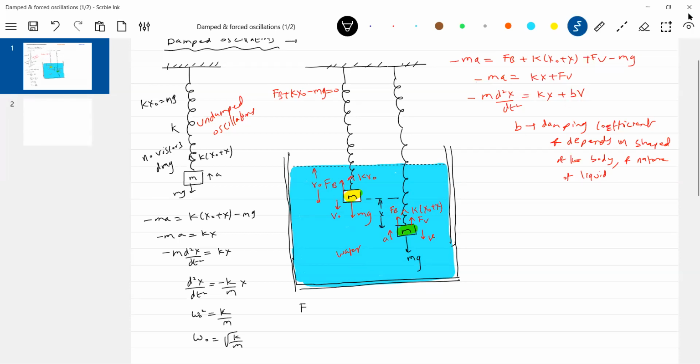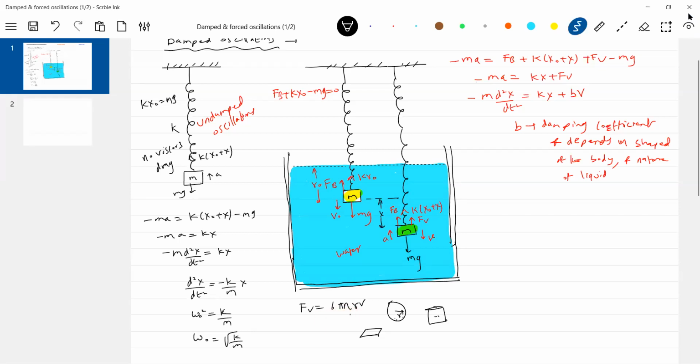Just very simple. You go for viscous drag. What do you write? 6 pi eta r v. This is for a spherical ball, no? What is eta? Eta depends on the nature of the liquid. And instead of a spherical body, if you take a cylindrical shape, some other value will come for this.